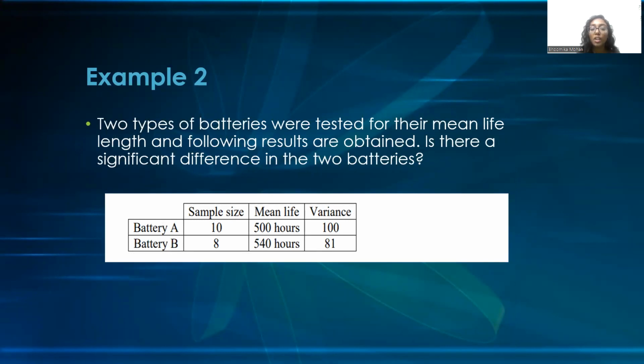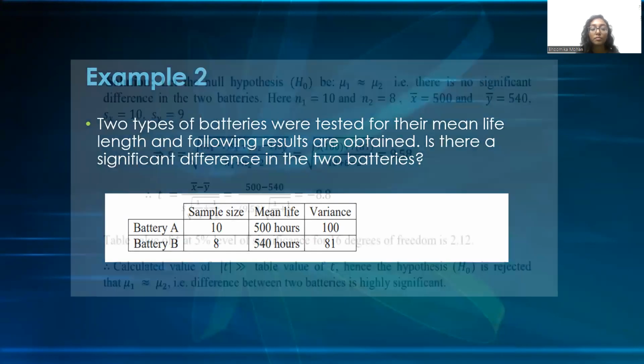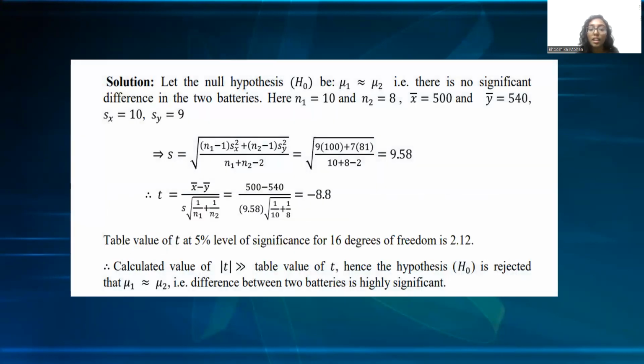Here, the question is two types of batteries were tested for their mean life length and following results are obtained. Is there a significant difference in the two batteries? Here is the table. Solution. Let the null hypothesis H0 be mu1, which is similar to mu2, that is, there is no significant difference in the two batteries. Here, n1 equals 10 and n2 equals 8, x bar equals 500 and y bar equals 540, sx equals 10 and sy equals 9.